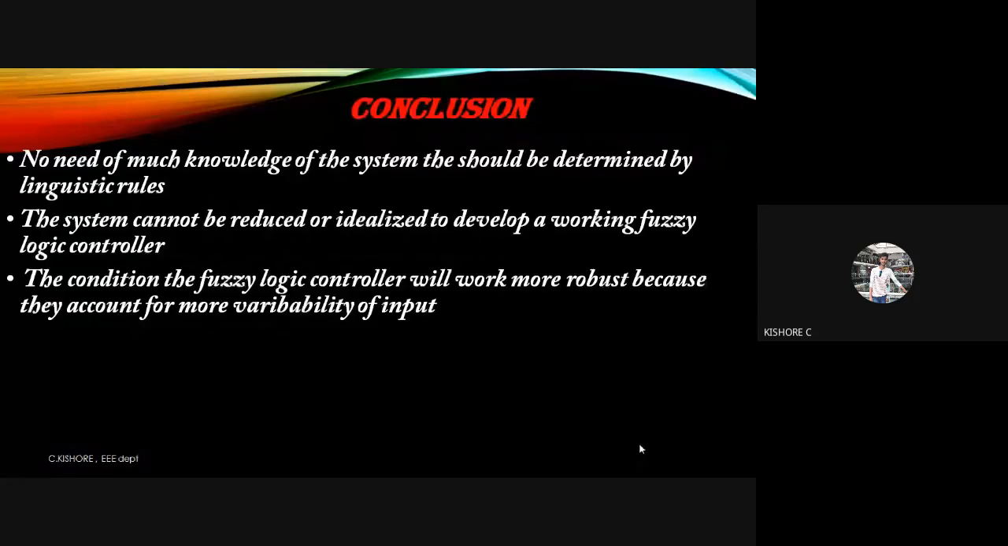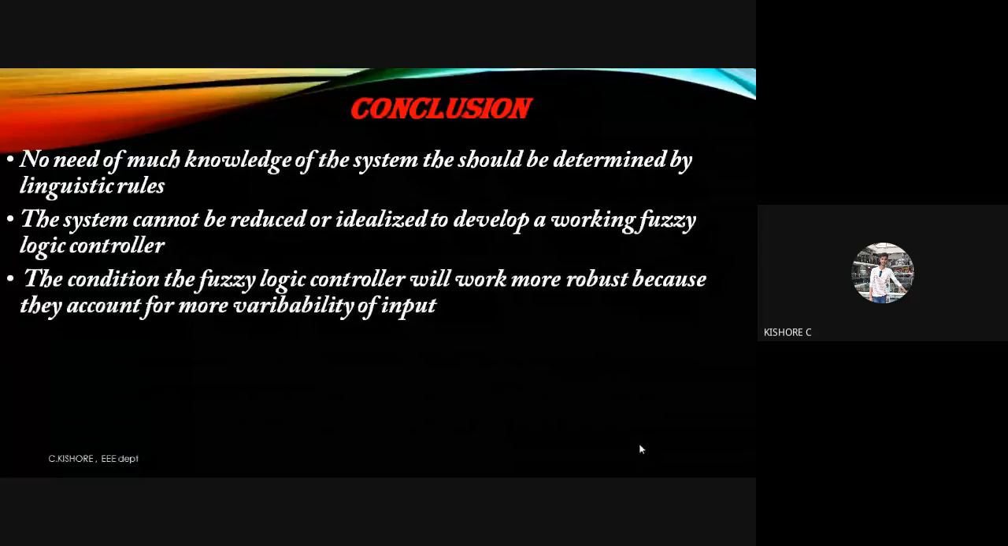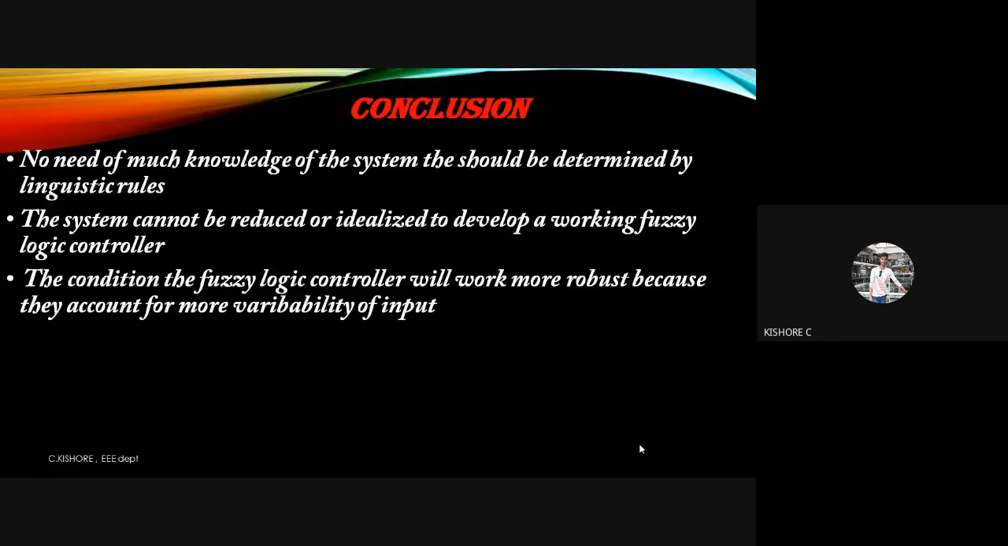Finally, the conclusion. No much knowledge of the system is needed, as it is determined by linguistic rules, but the theory is intended to introduce imprecision and vagueness in order to attempt to model the human brain in artificial intelligence. The significance of such theory is increasing day by day in the field of expert systems.